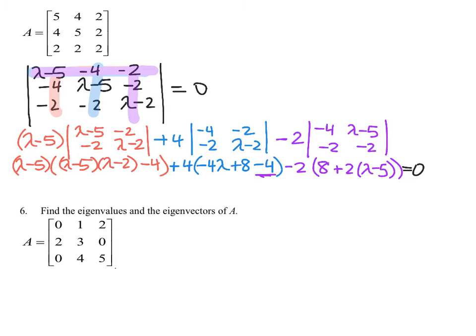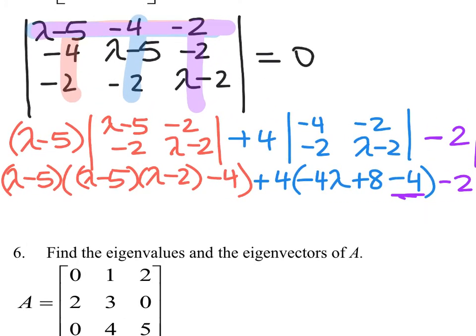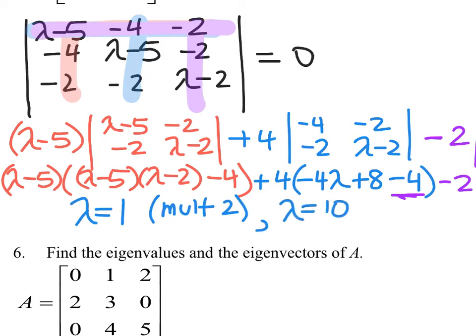So I'm going to jot that down. So lambda equals 1. All right. And I'm going to make a little notation here that that's multiplicity of 2. That just means that it's a double root. You can write double root instead if you want. But I just want to make sure I have accounted for all possible lambdas. So lambda equals 10 is the other one. All right.